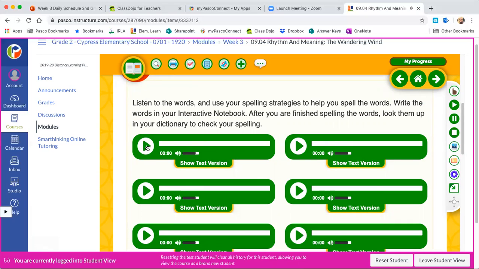Down. Down. So if you don't know how to spell that word, count the sounds on your fingers. Down. Try to write down what you heard.